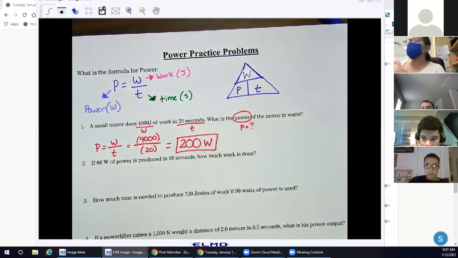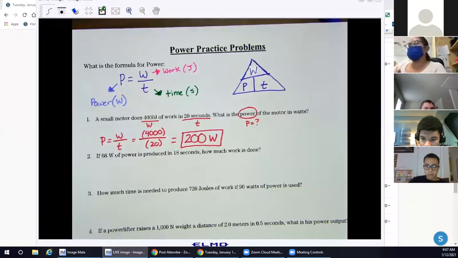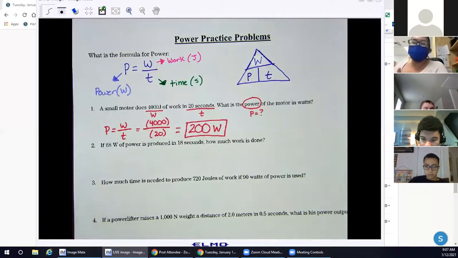So like I said, it's not too hard. It's kind of like our work formula. Our work formula was pretty easy. It is going to get hard, however, when we start converting formulas, adding them together, combining them. That's what's going to make it a little bit more difficult.